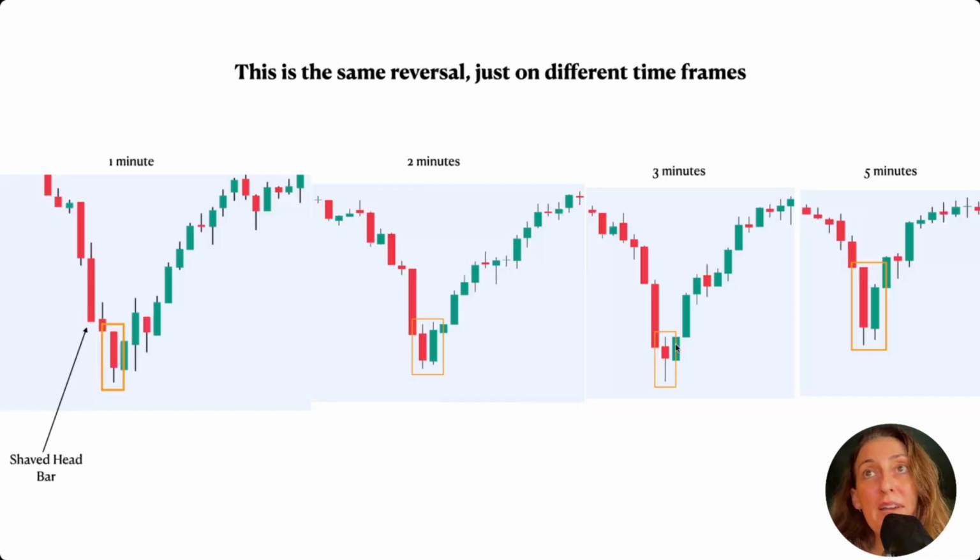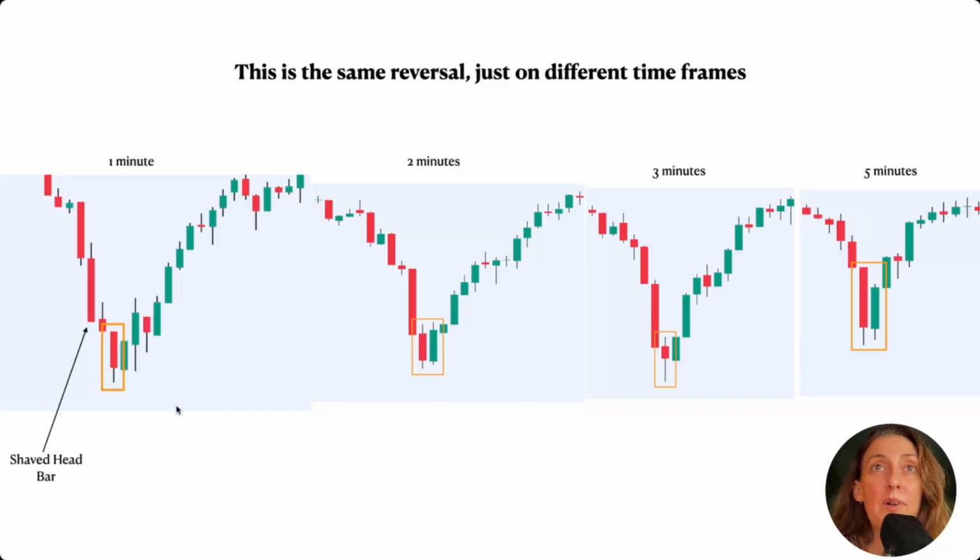And then on the 3 minute, this looks like a single reversal bar pattern. And then on the 5 minute, it looks like a double bottom. So you can see all of these work. They just look a little bit different on each time frame. So it depends on what you're looking at.